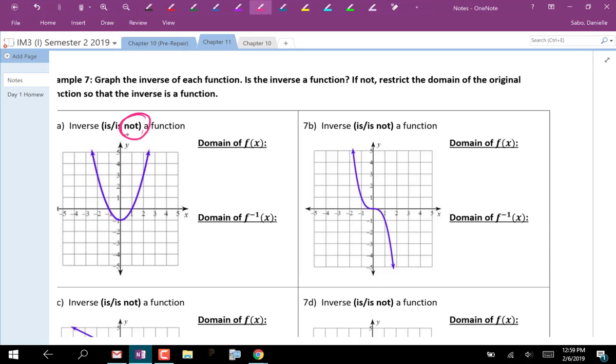Then I would recommend doing your domain first of the original graph, because when you draw in the other one, it might confuse you just because you're drawing something else in. So left to right, is this graph going to be restricted at all, or is it going to go on forever? It's going to go on forever. It goes on forever to the left, and it goes on forever to the right. So this is going to be all real numbers here.